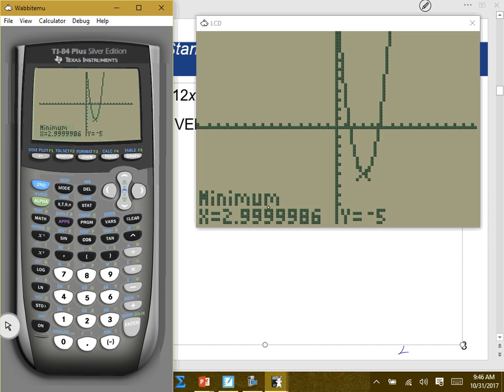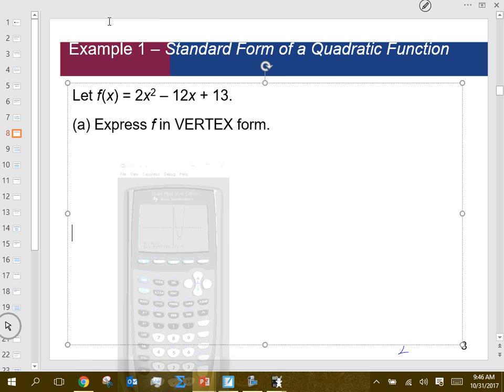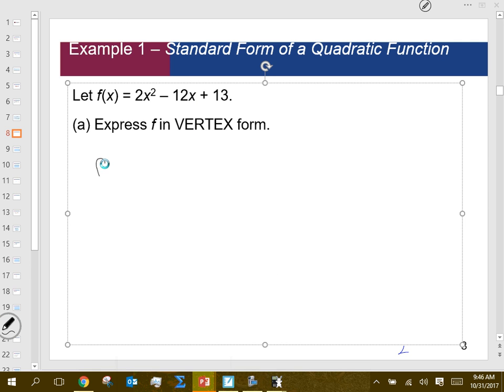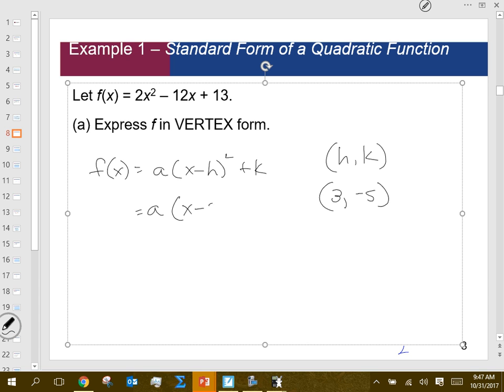3, -5. So now going back, I'll put this in vertex form. Well, f of x in vertex form is a times x minus h squared plus k, where h and k are your vertex, and you just found h to be 3 and k to be -5, right? Plug those things in. We have a times x minus 3 squared. k is now plus a -5. That's right, -5.